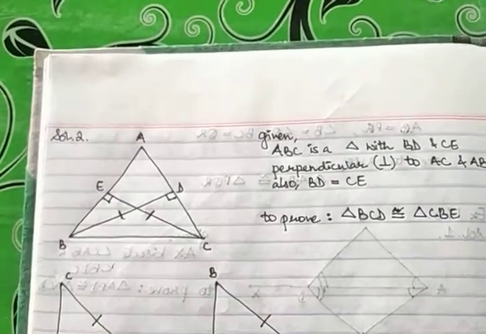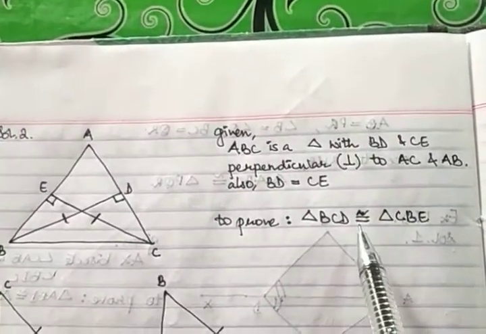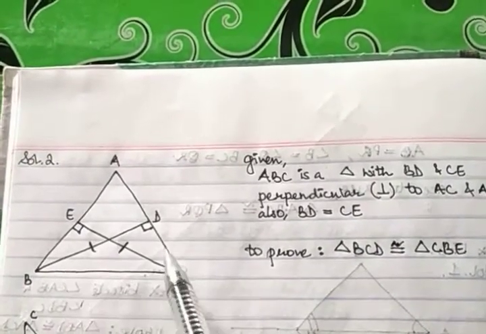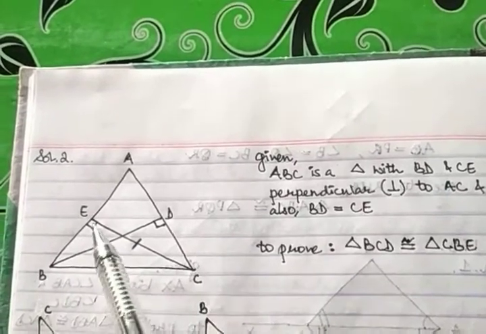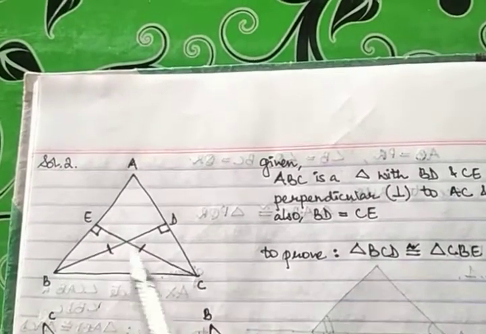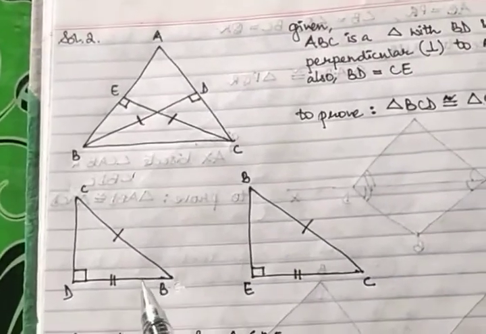Okay, BD equals AC. So we need to prove triangle BCD and CBE are congruent. Triangle BCD means this triangle, BCD, and CBE, this triangle, two right angle triangles. That is why I have taken out two right angle triangles.